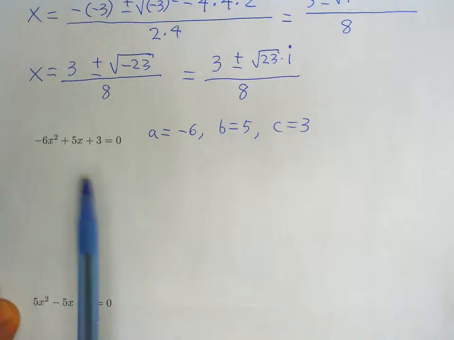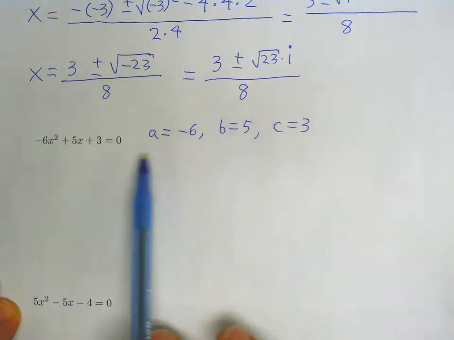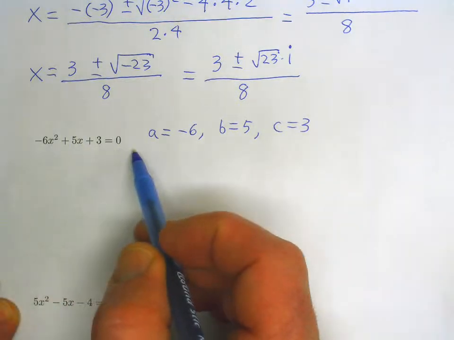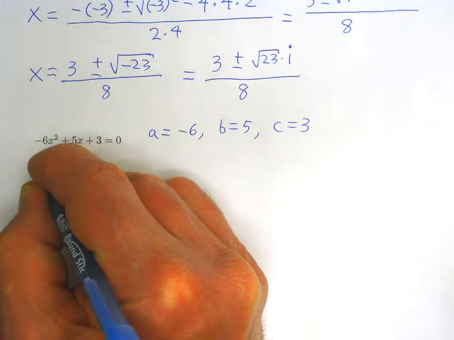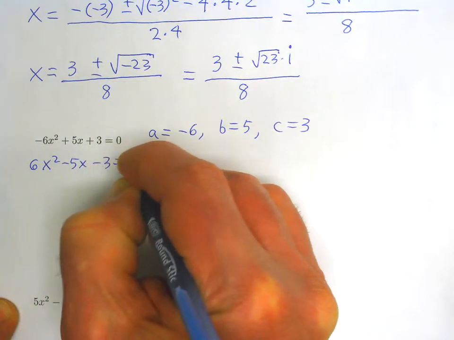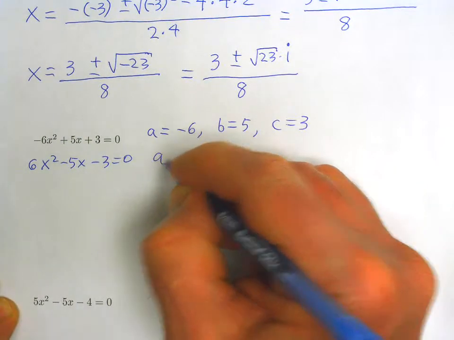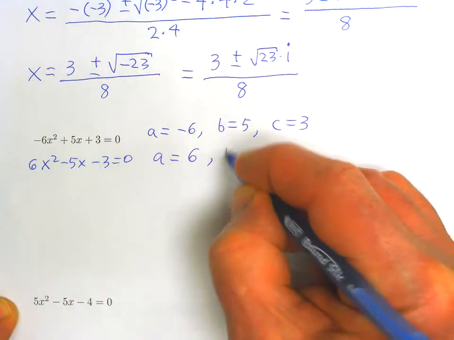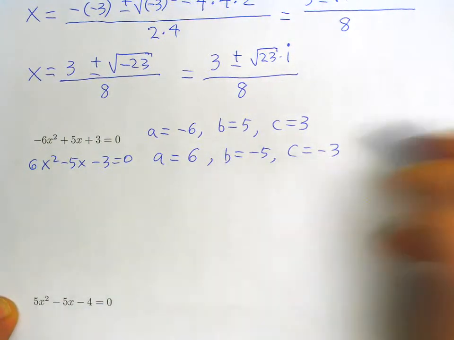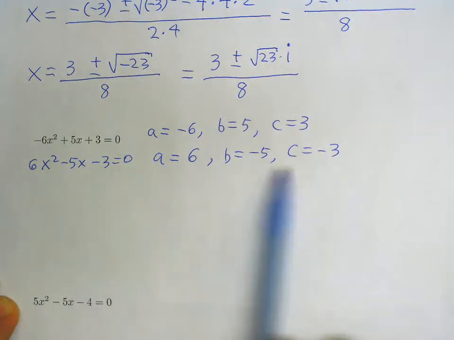So I'm going to do that. I'm going to multiply every term on both sides by negative 1. You don't have to do that if you don't want to. But when we multiply every term on both sides of the equation by negative 1, we get 6x to the second minus 5x minus 3 equals 0. And then we'll use A equals 6, B equals negative 5, and C equals negative 3. And then we'll use the quadratic formula with those numbers.